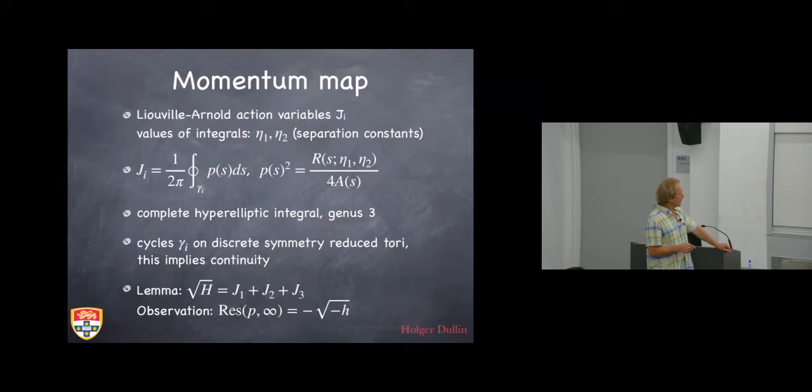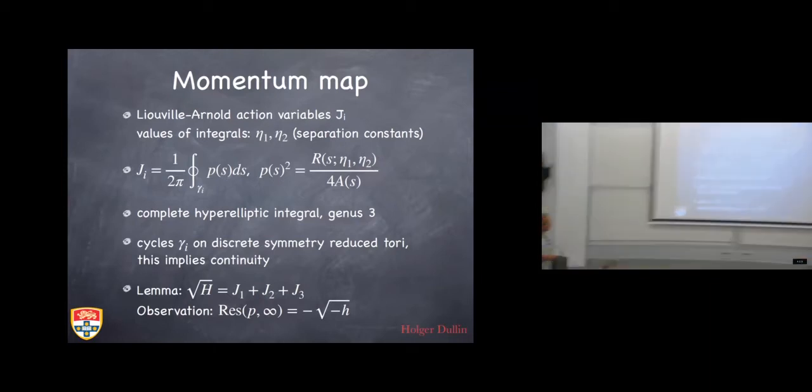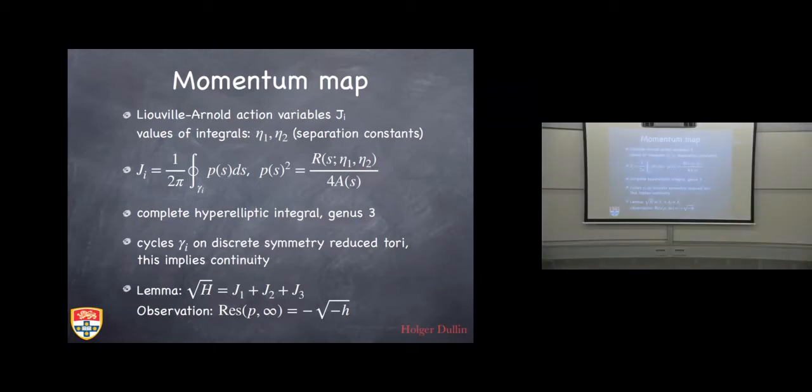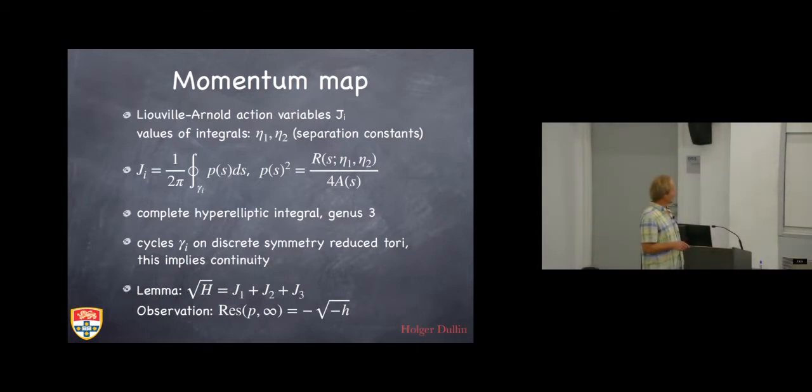But anyway, so here they are. So it just says integrate PDQ over some cleverly chosen cycles. So these are complete hyperelliptic integrals in our case. So this is on a genus 3 curve. And here, this is another story that actually with Sasha, we first saw on the Neumann system.